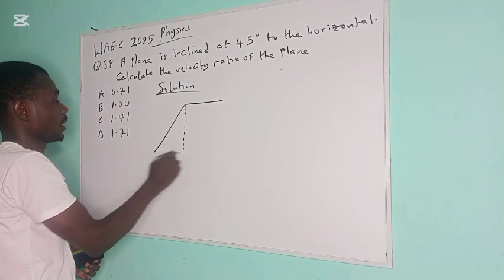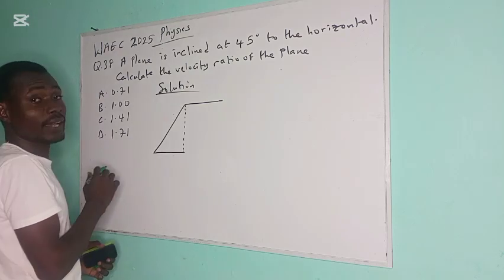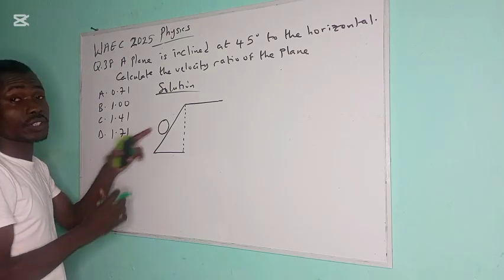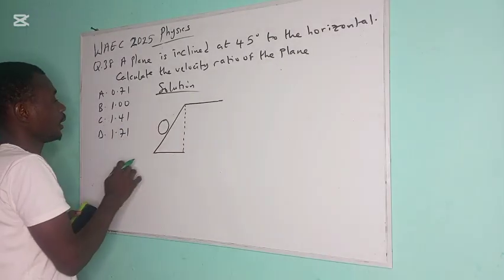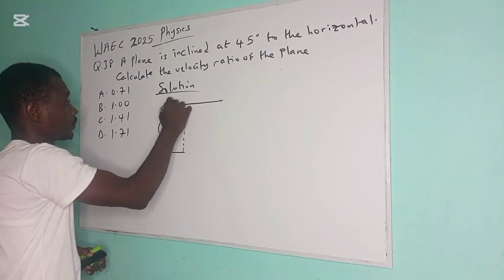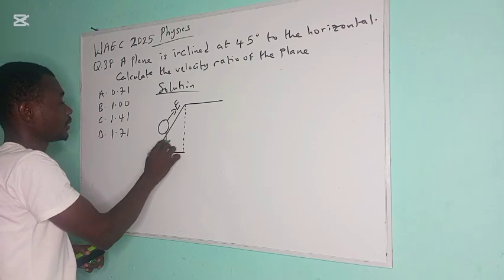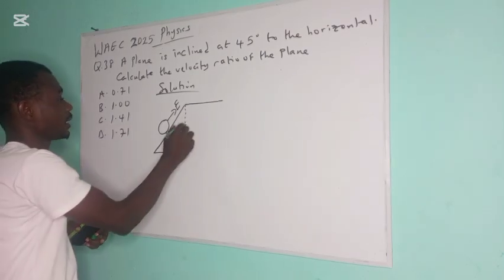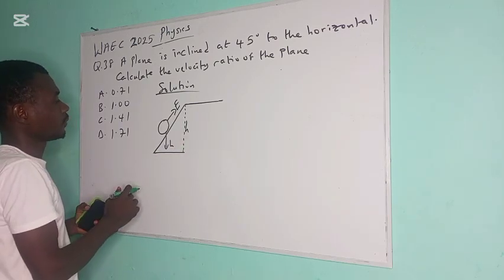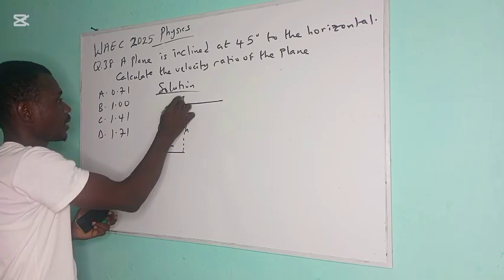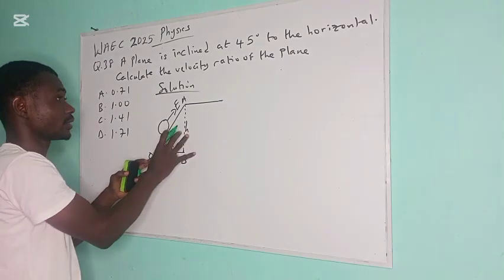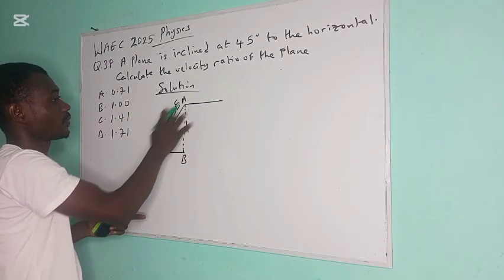And this is the horizontal. Let's say this is the load, which is the drum. If you are pushing, you apply your effort, while your load acts downward. This is the height, and let's say this is O A B. So the question says, what will be the velocity ratio of this plane?